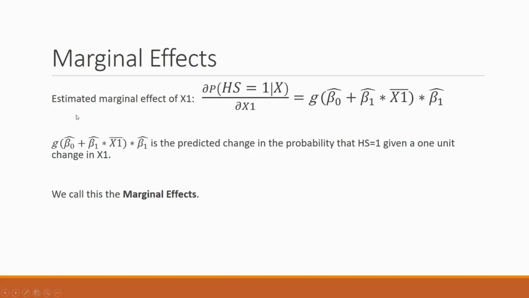Okay, so what we do to estimate the marginal effect is that we use the average value of the independent variables and our estimated values for coefficients. We plug that into this g function, we multiply it by our estimated beta 1 hat, and this will give us the marginal effect. So this is the predicted change in the probability that someone has a high school degree given a 1 unit change in x1. So we call this the marginal effect. So this whole thing is the marginal effect, and that's what we're interested in. We want to know the marginal effects. We want to know how a unit change in the independent variable will change the probability.